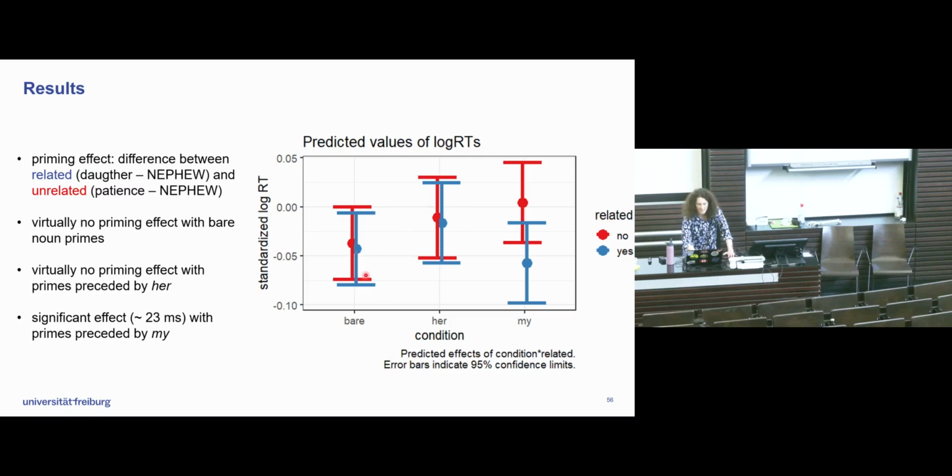So you see that reaction times are just a bit lower for related stimuli than unrelated stimuli in the bare condition. And this also holds for the her condition. I will try to make sense of that later. But what we do see is that we do find a significant priming effect only in the condition where the prime is preceded by "my". Okay?